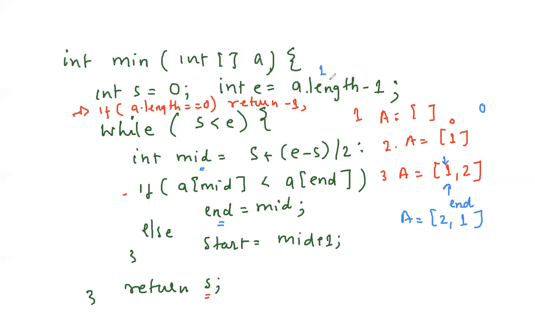Start will be 0, end will be 1. We come here, mid will be 0. This condition will be false, right? A of mid will not be less than A of end now. So your start will become mid plus 1 here. And you come here, the condition is false. So we go out and we return start, which is now 1. Simple, right?